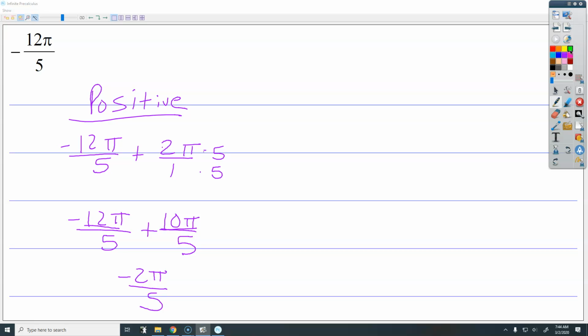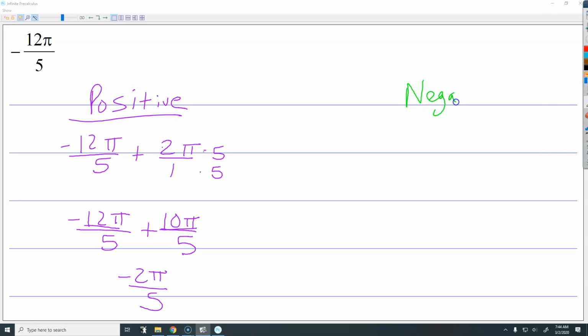But what we can do is take that answer and call that our negative coterminal angle. You can also get a negative by subtracting 2 pi from that number, and you'll get a really negative number. But this is also coterminal because it's just 2 pi. So we can use that. Let's go ahead and continue this.